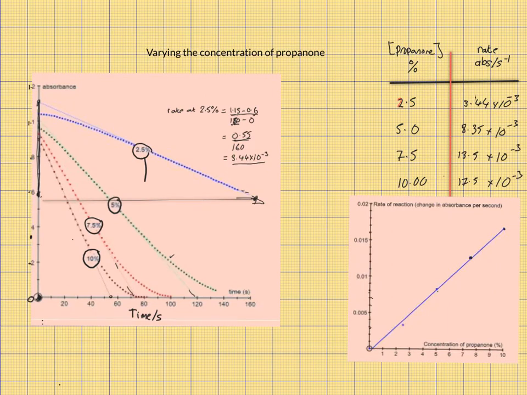So if we take the tangents to each of these curves, calculate the gradient for each one, and then plot a second graph of the rate of change in absorbance per second on this axis here versus the increase in the concentration of propanone, this time as a percent here, we get a straight line graph. And from this graph we can deduce that the rate of change with respect to the concentration of propanone is directly proportional.